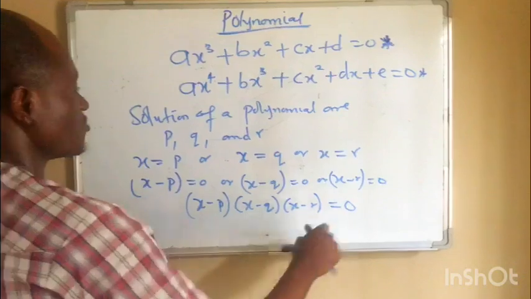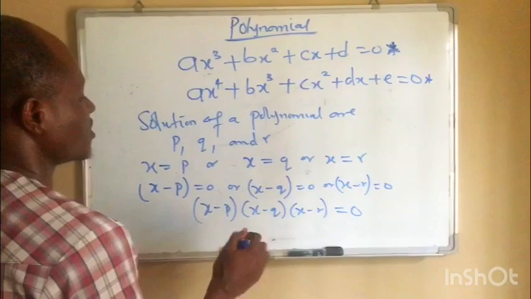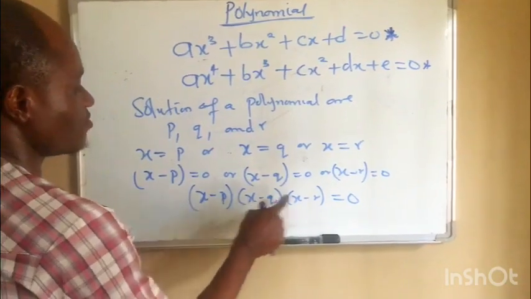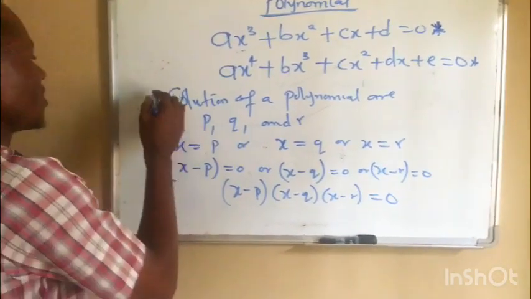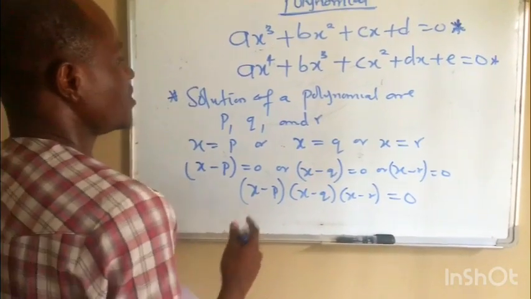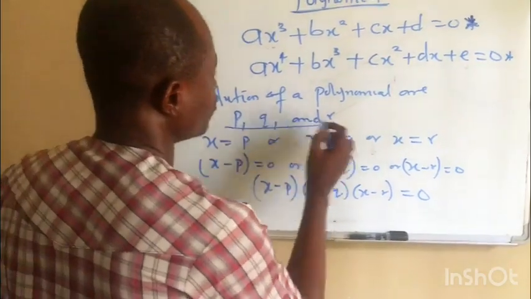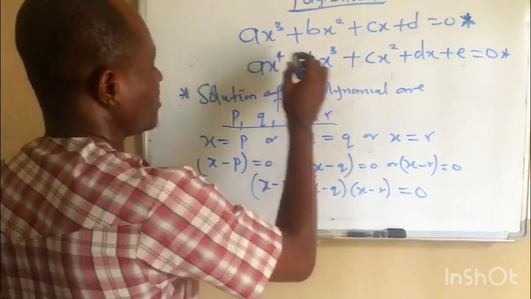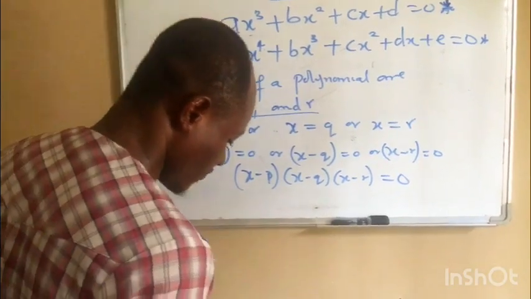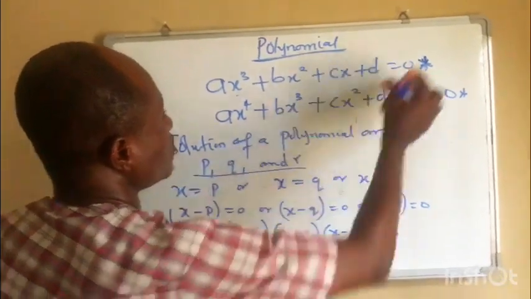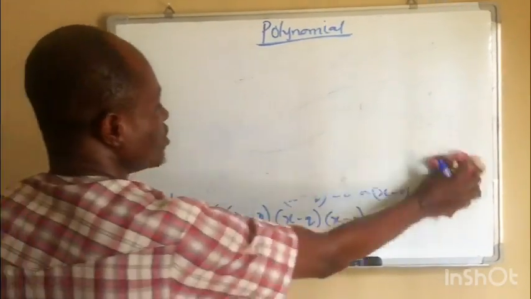And when we expand this, we will find that the highest power of the unknown variable here will be 3. So what I'm trying to establish is that if you have the solutions of your polynomial, you can form the polynomial that gives you these solutions. Or if you have a polynomial like this and you're asked to solve it, you can solve it through the factor method. That means you try to factor that polynomial.